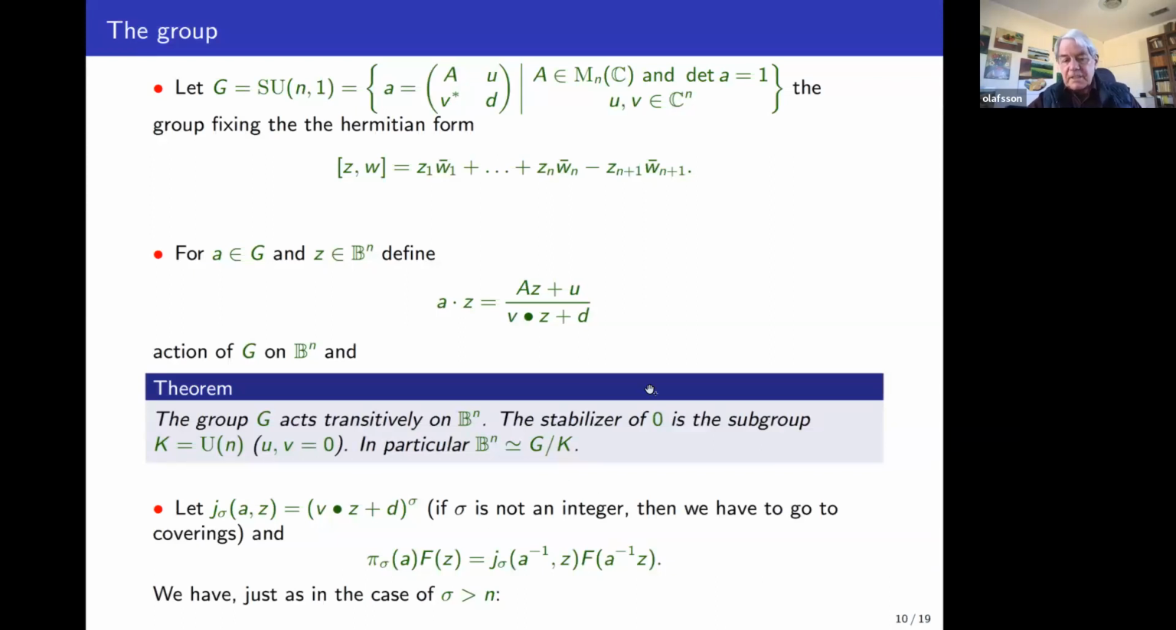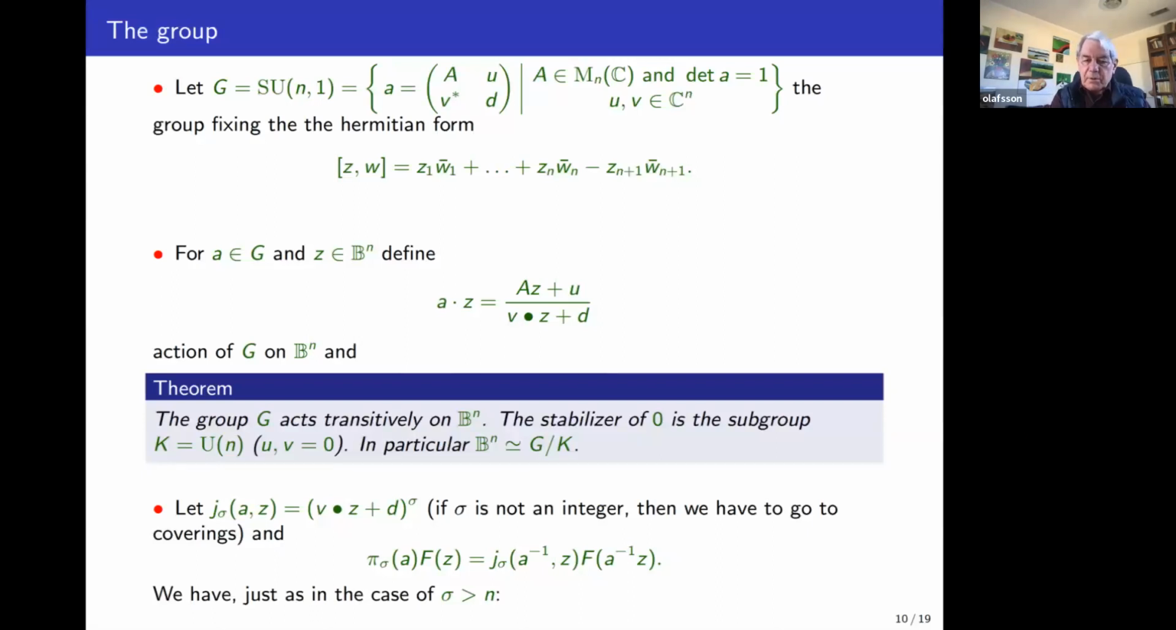Okay, it is a transitive action. The group that fixes the base point is the orthogonal unitary group. That is A and D here. Those two vectors are 0. And then one defines a so-called multiplier.